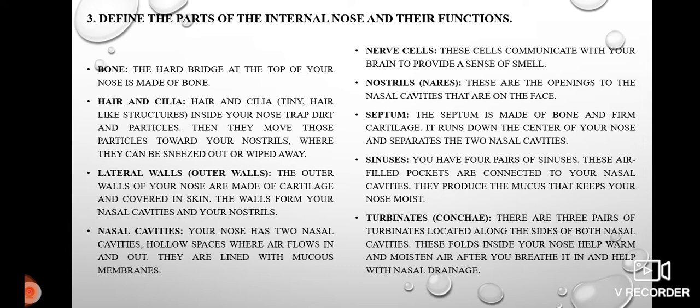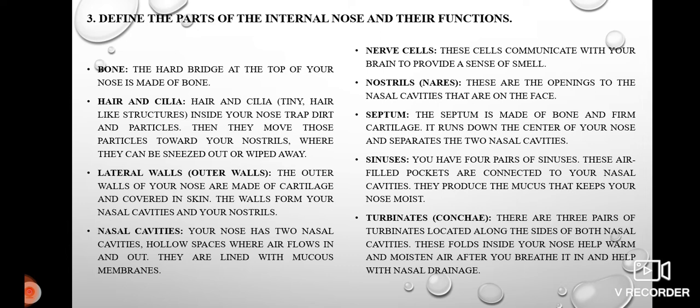And we have also the lateral walls or the outer walls. The outer walls of your nose are made of cartilage and covered in skin. The walls form your nasal cavities and your nostrils. So itong lateral walls, specifically, sinasabi dito yung parte talaga ng isang ilong na kung saan pinoprotektahan ang inner part sa ating ilong. So yun ang lateral walls.